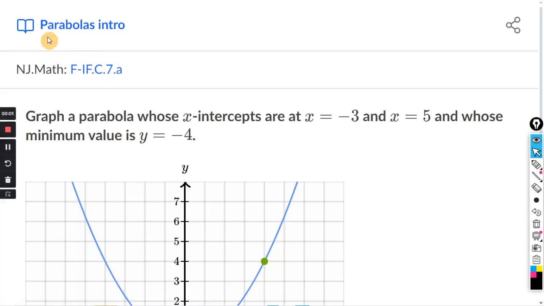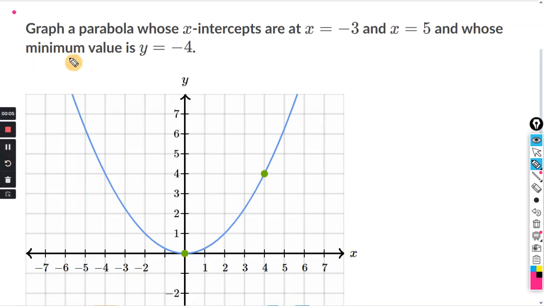This will be for the Khan Academy exercise, Parabolas Intro. It says graph a parabola whose x-intercepts are at x equals -3 and x equals 5, and whose minimum value is y equals -4.